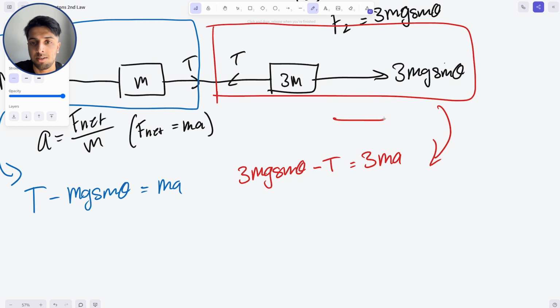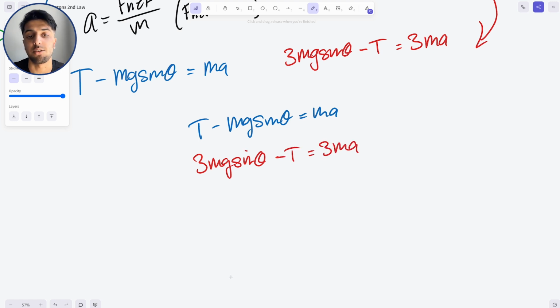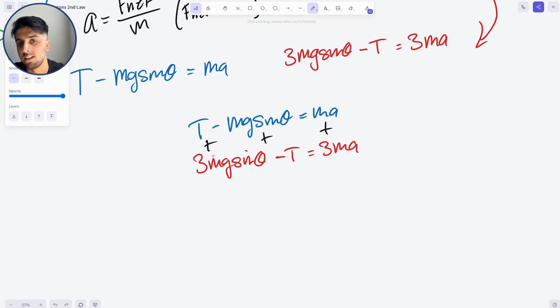Again, as to the right is positive and to the left is negative, we get negative T and positive 3mg sine theta. Now, doing simultaneous equations to get rid of the T, we can add these terms together. The reason why we're adding them rather than subtracting is because one of the T's is negative and the other is positive. So if we add a negative to a positive, they cancel out.